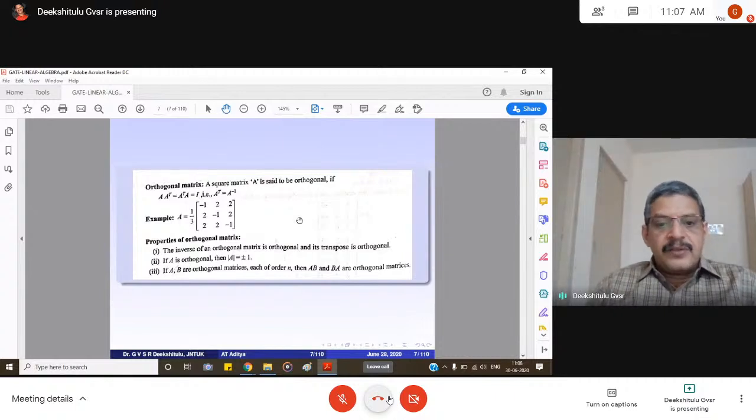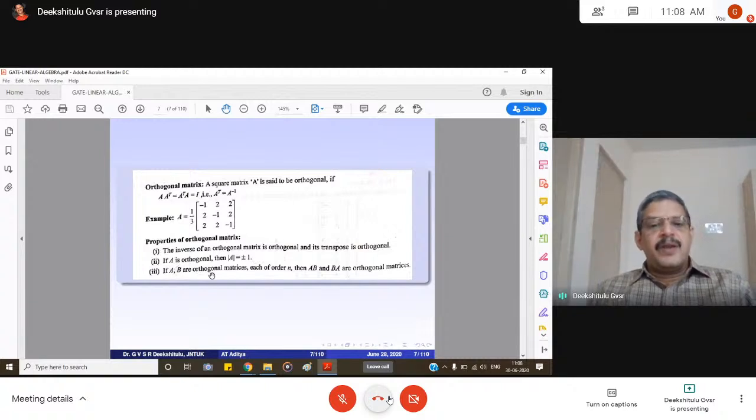The inverse of an orthogonal matrix is orthogonal and its transpose is also orthogonal. Clearly, A is an orthogonal matrix, so A inverse is equal to A transpose. Because A is orthogonal, A transpose is also orthogonal, then A inverse also becomes orthogonal. If A is orthogonal, determinant of A is equal to plus or minus 1. If A and B are orthogonal matrices, each of order n, then A and B into A are also orthogonal matrices. These points may be directly asked as questions.